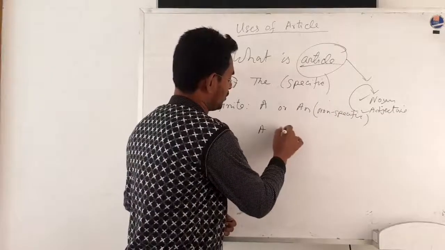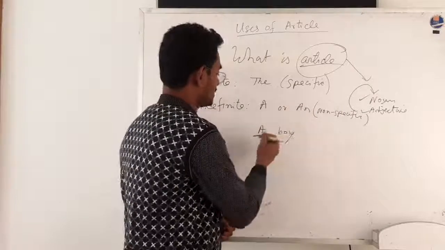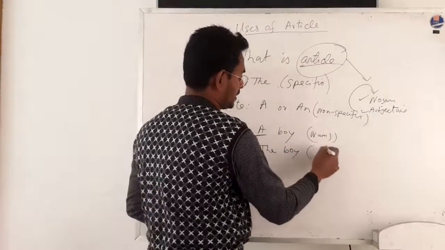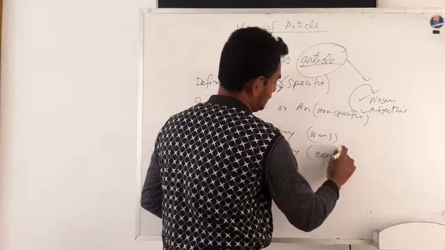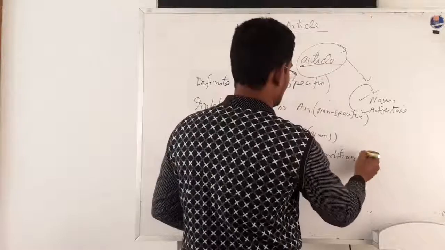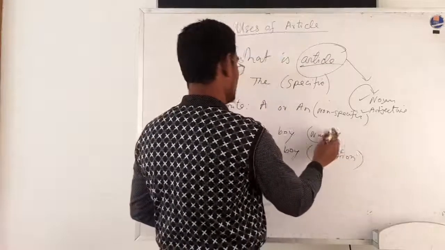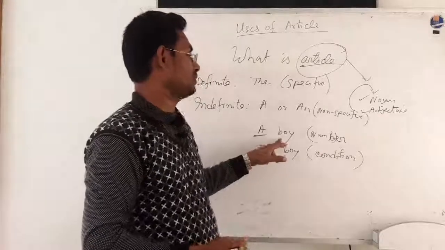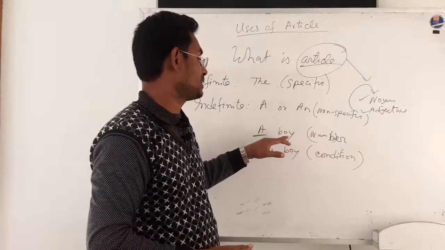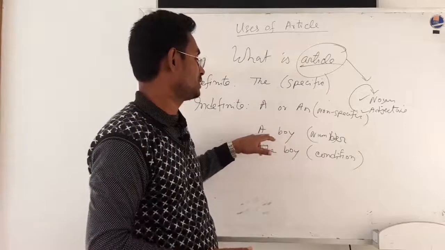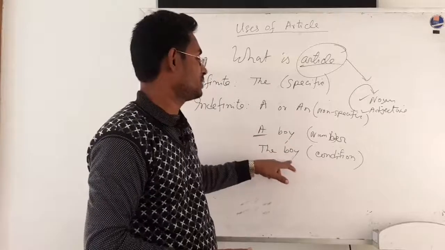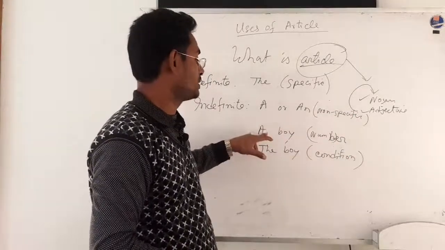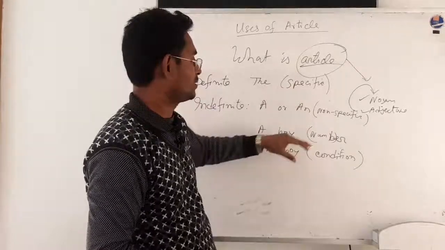Suppose a boy, okay? How many boys? It gives the number. The boy, it tells us the condition of noun. So, adjective gives extra information of noun or pronoun. Sometimes it tells us the number, how many boys, a single boy, number one. Condition, what is the condition? Definite condition, fixed condition. So, adjective tells us the number, quality, quantity, condition, good quality, bad quality of noun or pronoun, that is called adjective.